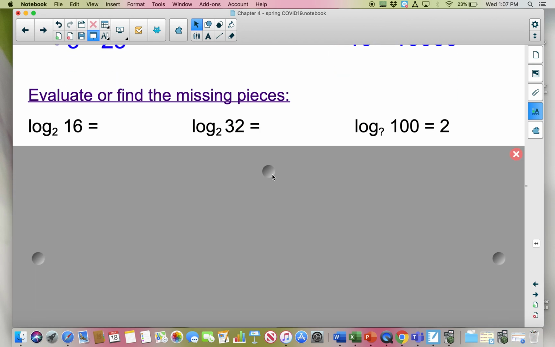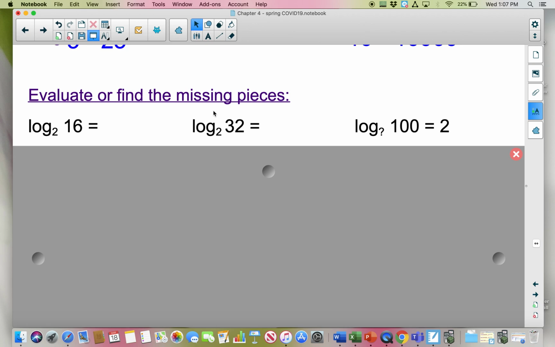So I'm going to evaluate these or find a missing piece if that's what's needed. Okay, so when you look at this first one, again, you read this as log base 2 of 16. And remember, that is just a number. So strange, I know. You'll get used to this, though. So what number is log base 2 of 16? Well, I'll come back to that.